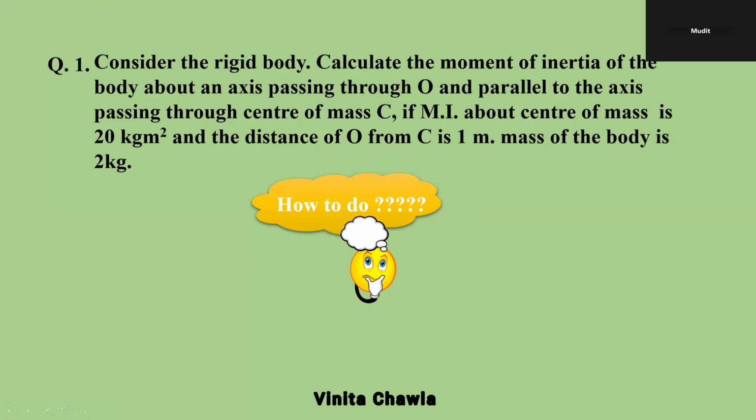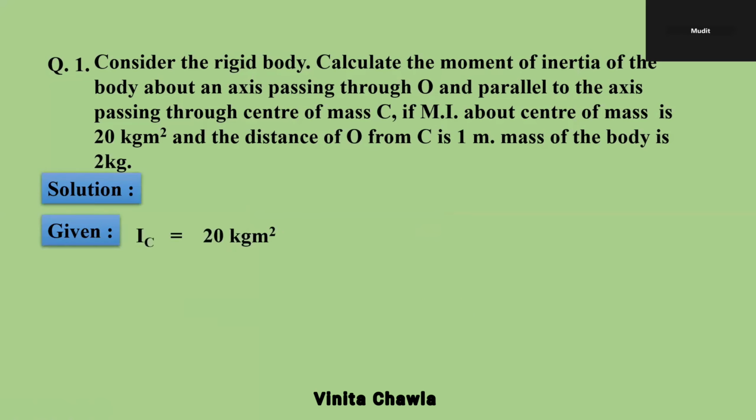In the first question, we have a rigid body. We have to find the moment of inertia about an axis passing through O and parallel to the axis passing through the center of mass. We are given that the moment of inertia about the center of mass is 20 kg meter square. The distance between O and the center of mass is given. It is 1 meter. The mass of the body is given. It's an easy question.